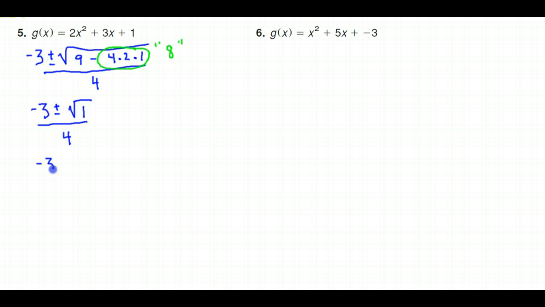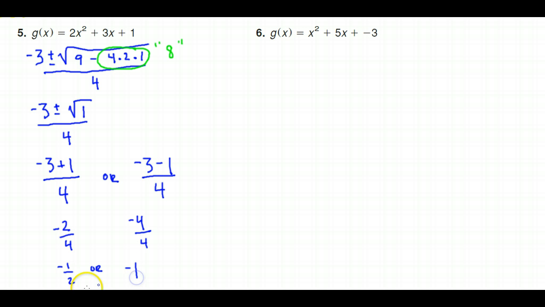So here we have negative 3 plus 1 over 4, or negative 3 minus 1 all over 4. And negative 3 plus 1, that's negative 2 over 4, which is negative 1/2. It's one of our solutions. Or negative 3 minus 1, which is negative 4 over 4, which is negative 1. So my two solutions here, my two zeros, my two roots, are x equals negative 1/2 or negative 1.